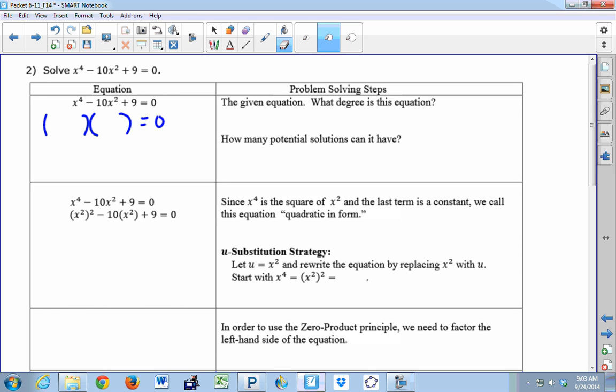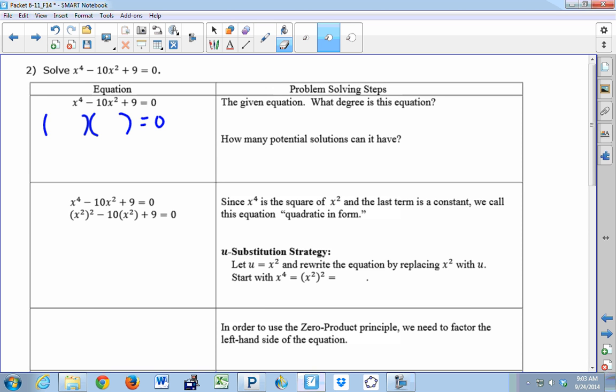You don't use the same method we used on Monday because if you had x's all the way across here, like if this said x to the 4th minus 10x squared plus 9x, then this wouldn't be quadratic in form. It has to have a constant here. If we had 9x instead of 9, then you would pull out a common factor first. We don't have that here.